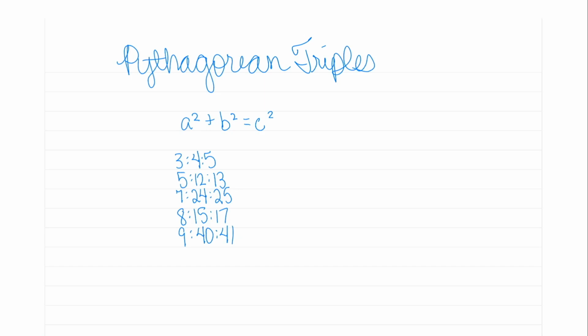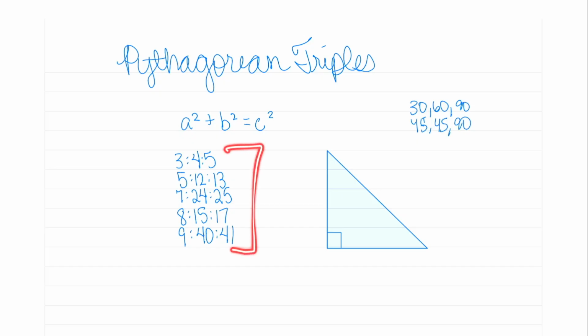So let me explain how this works. You can do the Pythagorean theorem when you have a right triangle. And of course, you can have a 30, 60, 90 triangle. You can have a 45, 45, 90 triangle. Or you can have these right here.